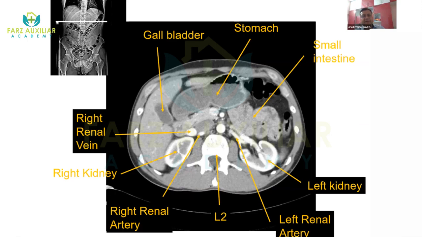This is the left kidney, this is the right kidney, right renal vein, right renal artery. This is the aorta. Now you can see the gallbladder. So for the first time you can see the gallbladder in between the left lobe of the liver and the right lobe of the liver, and this is the left kidney, left renal artery, left renal vein. This is L2.